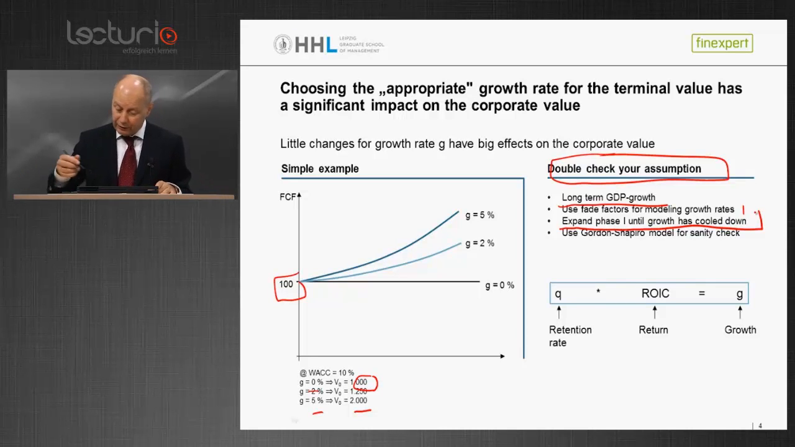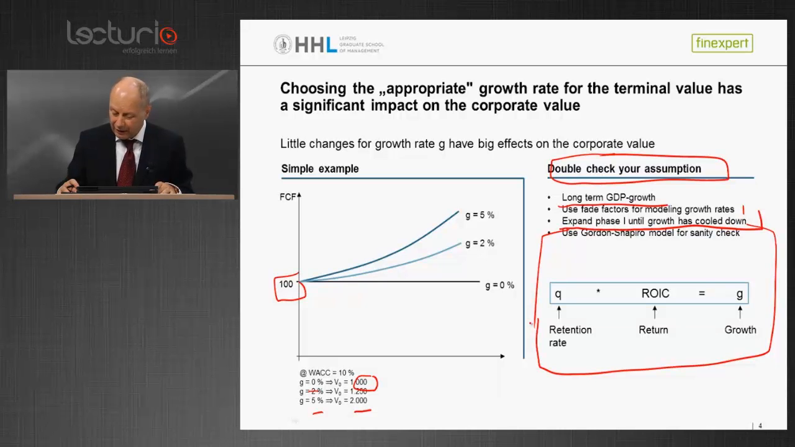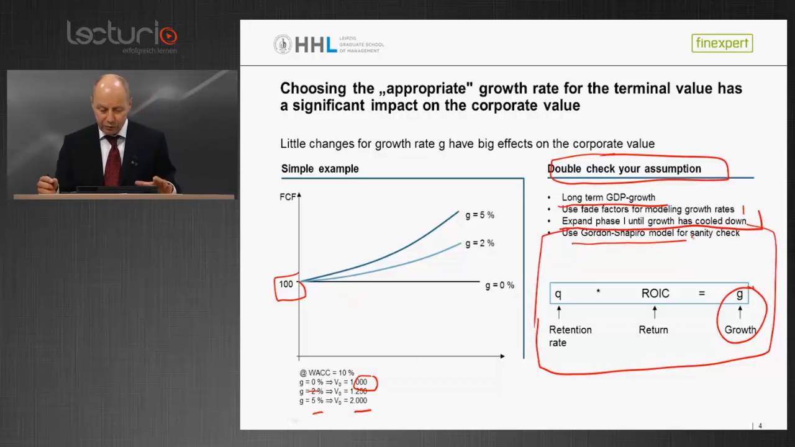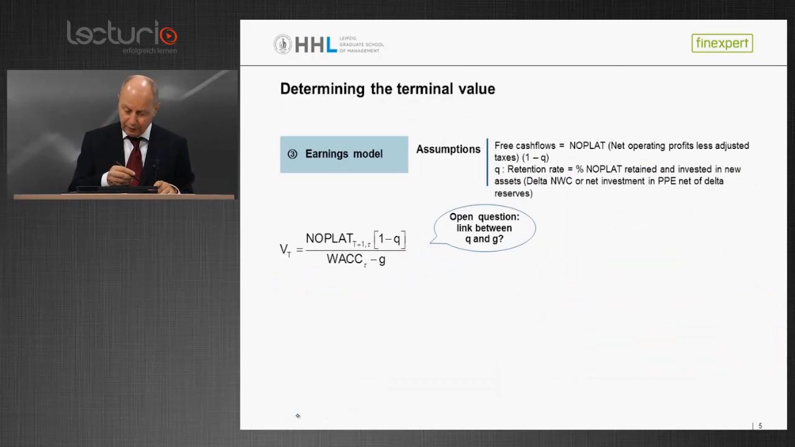And finally, and that is what this brief introduction is about, I would like to show you a model that allows us to derive the growth rate analytically by combining the retention rate and the rate of return on the operating assets in order to achieve a certain growth rate. And the model that combines these two factors is the so-called Gordon-Shapiro model. So this is what this introduction here is about.